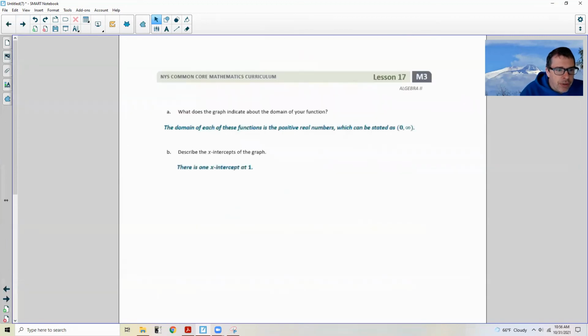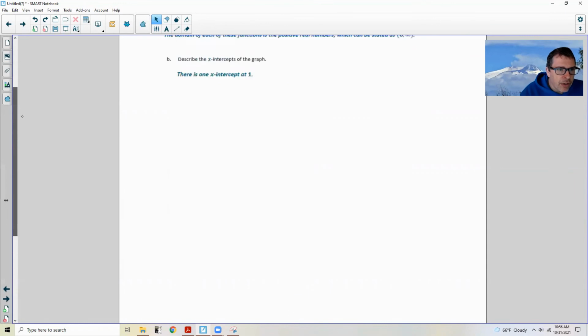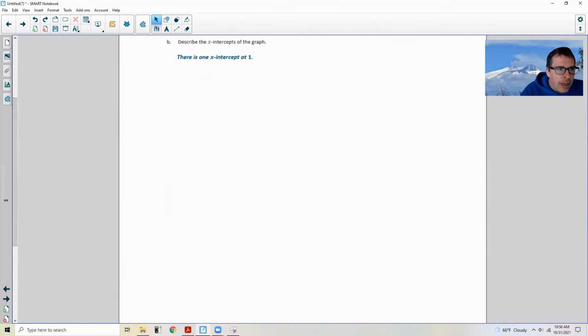So to answer that, we would say there is one x-intercept at 1, and we can also add that it is the point over 1, up 0. All right, part C.